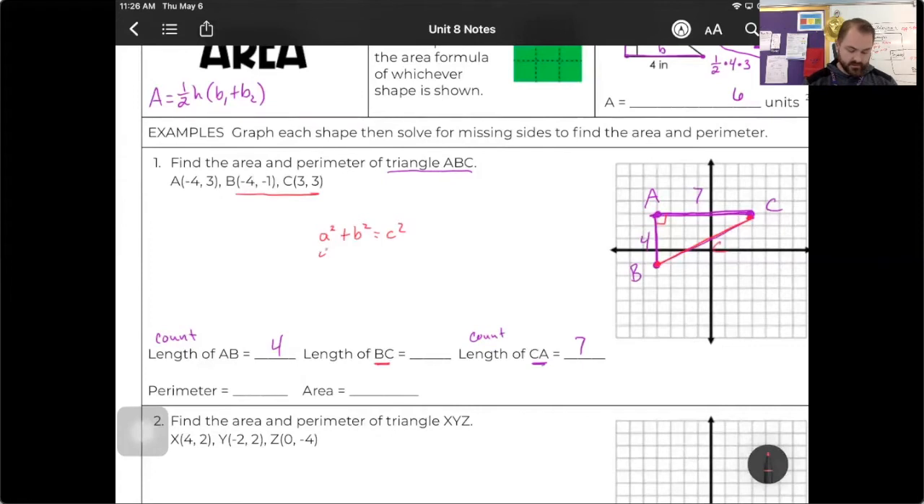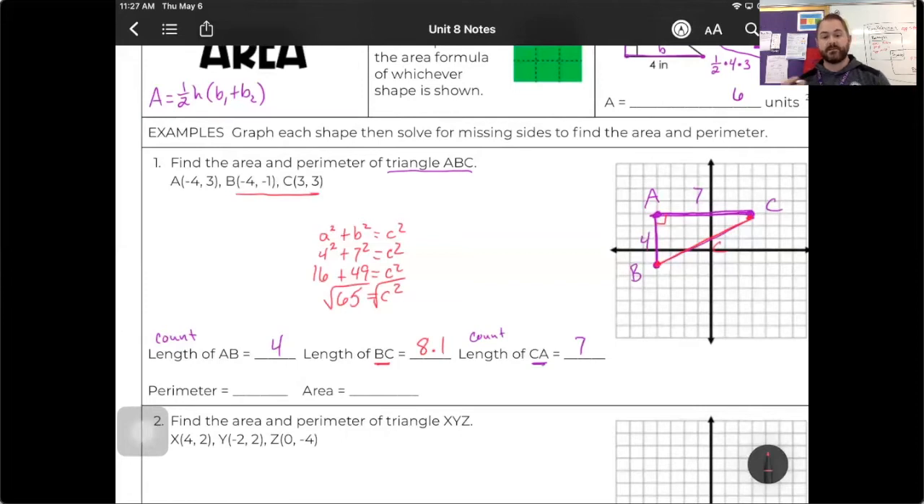So to find c, that length c there, we're going to do a squared plus b squared equals c squared. So a, I'm going to call one of those legs 4. B is the other one, 7. Okay, so when I square 4, 4 squared is 16. 7 squared is 49. Then I'm going to add those together. 49 plus 16 is 65. And then I take the square root of that. So when I do the square root of 65, we get about 8.062, and so we're going to round that to 8.1.